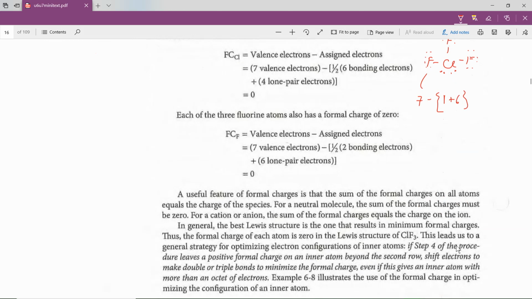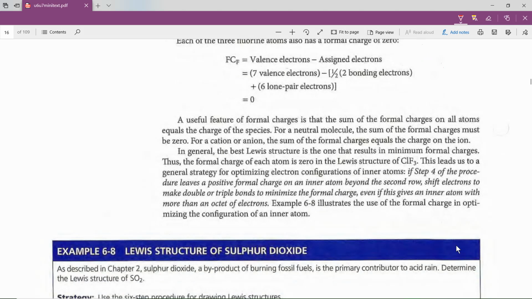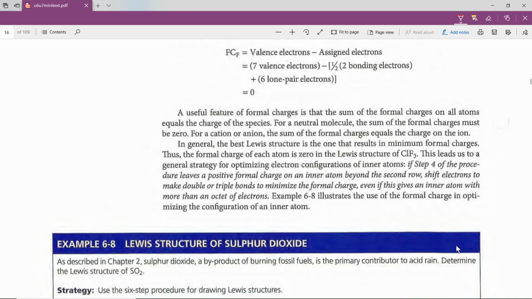For a neutral molecule, the sum of the formal charges must be 0. For a cation or anion, the sum of the formal charges equals the charge on the ion. So that's something to check, and always check, when you're adding up all the formal charges on all the atoms in your creature, that they add up to the total. Generally, the best Lewis structure is the one that results in minimum formal charges.